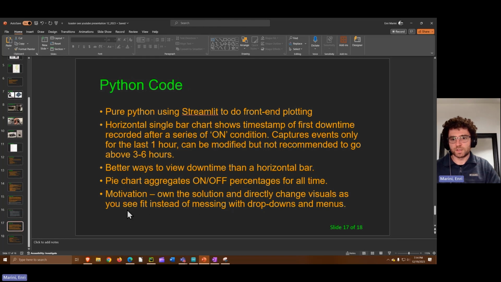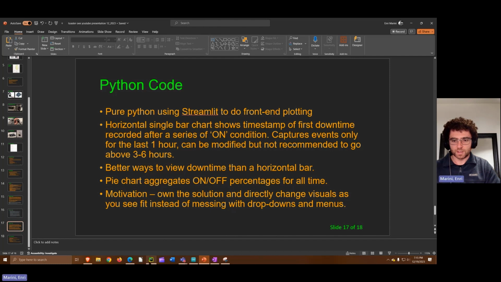And the Python code I'll show you here, but actually, well, let's just go ahead and dive right into it. So basically, I made a simulation that will show you the values of current being streamed out, and you will see a single bar chart and a timeline and a pie chart that's aggregating the on/off values.